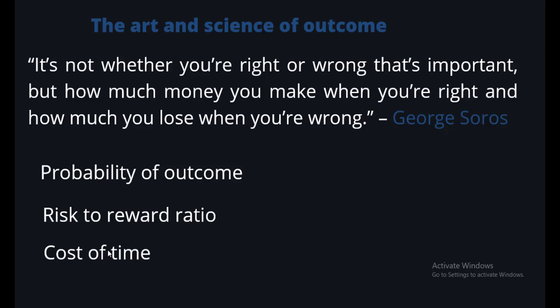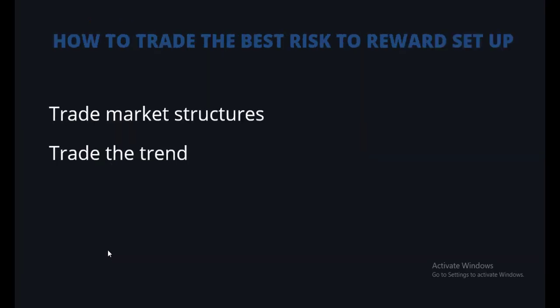So it's not whether you're right or wrong that is important, but how much money you make when you're right and how much you lose when you're wrong, like George Soros says. So your probability of outcome, your risk to reward ratio, and your cost of time help you determine your risk, which is how much you're going to lose when you're wrong, and your reward, which is how much you're going to make when you are right. So let's now look at how to trade the best risk to reward setup.